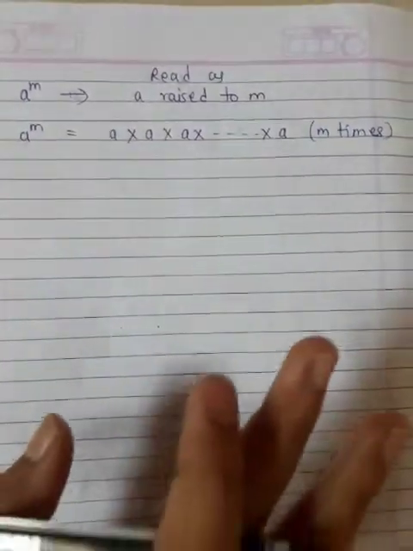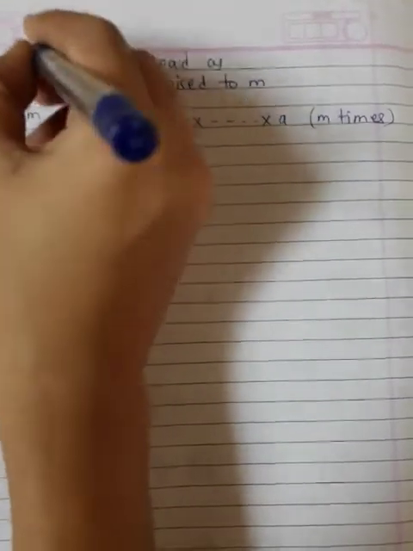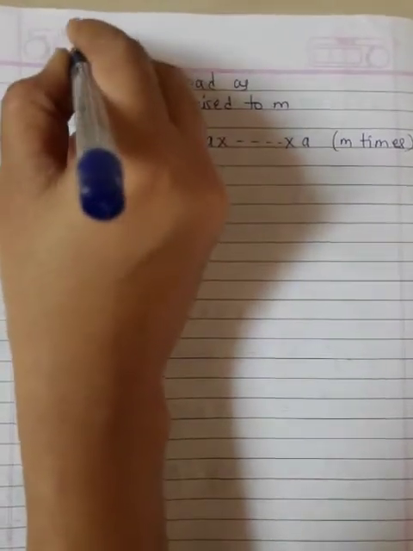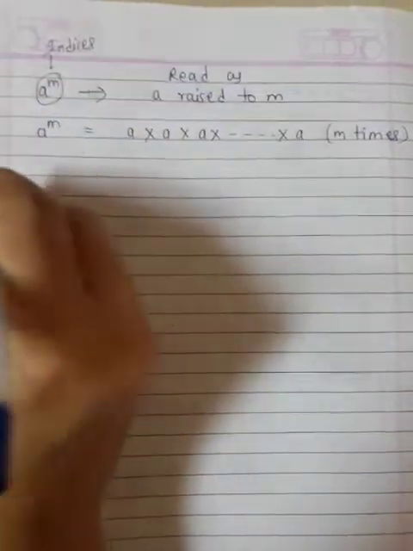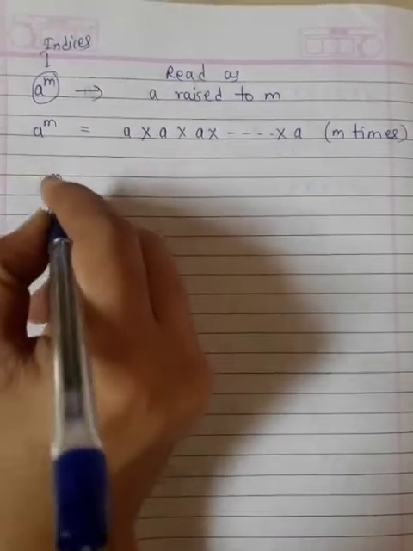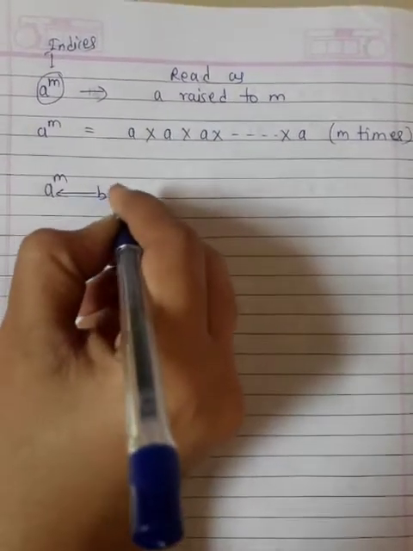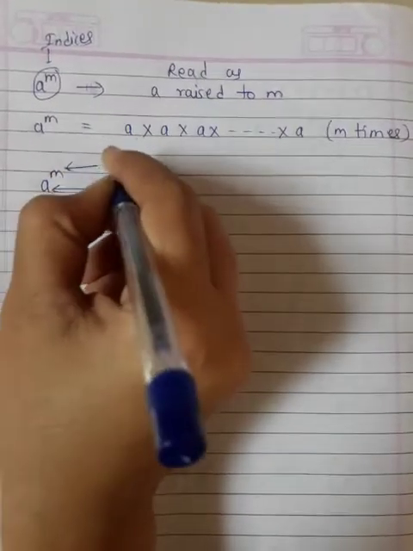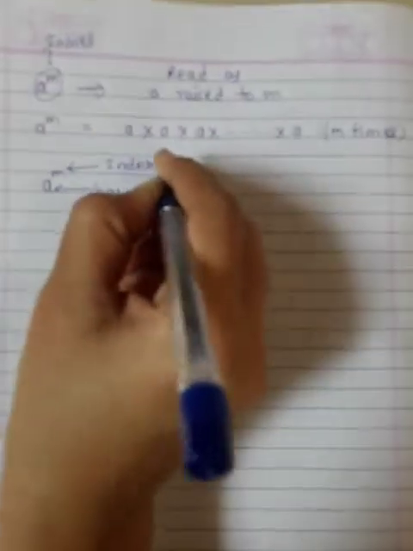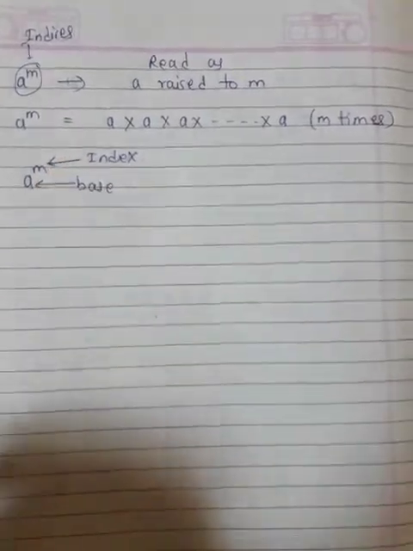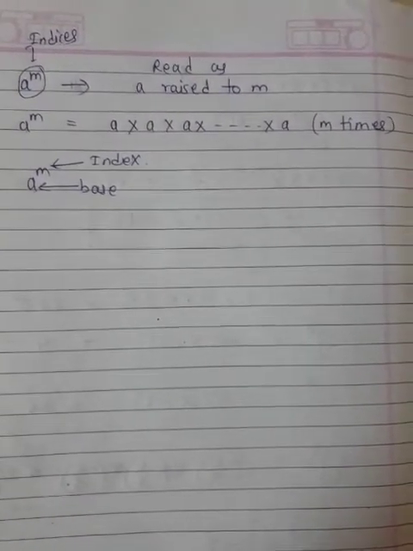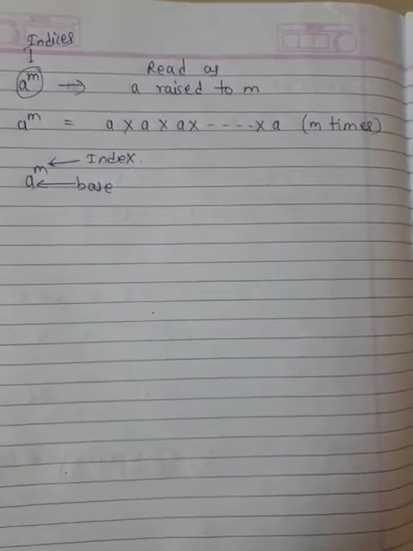Remember that such types of numbers are called indices. And in indices, this number is called the base, and the number in the power is called the index. Base and index.